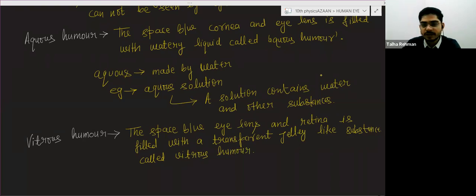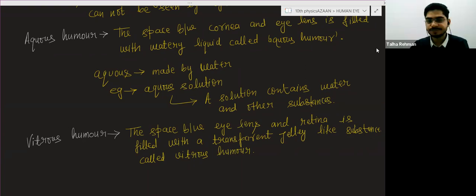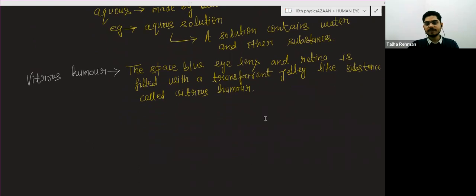Azaan, have you seen the hair gel? Yes, sir. So basically, you can relate this vitreous humor with that hair gel. It will be like a jelly, a type of hair gel thing. And hair gel is also transparent, meaning we can see through that hair gel.